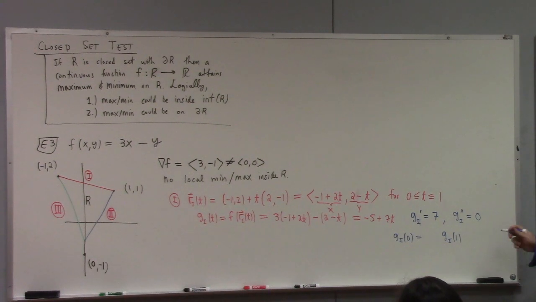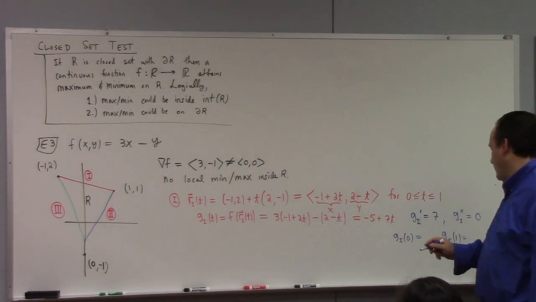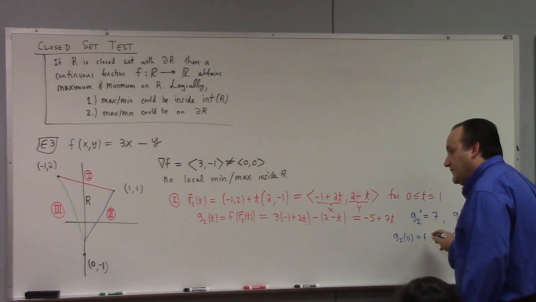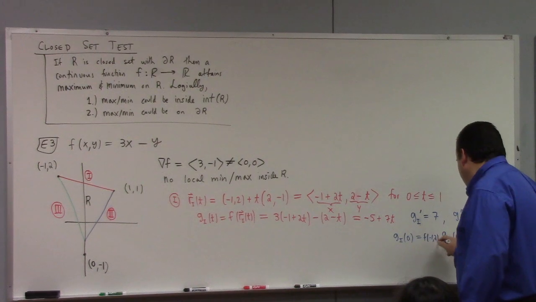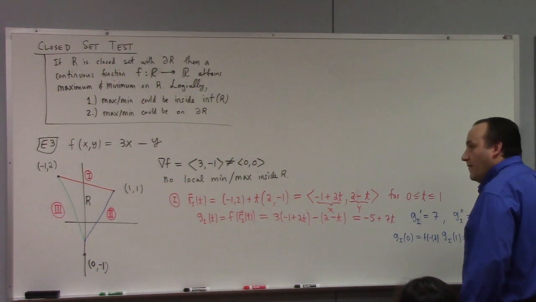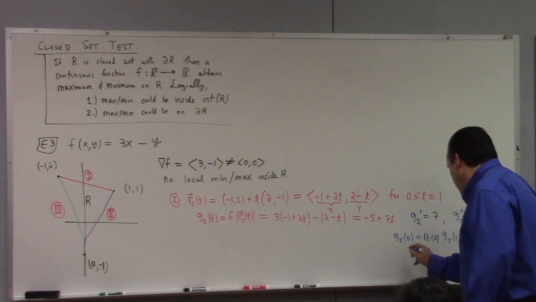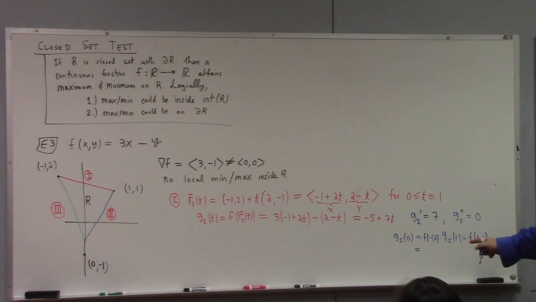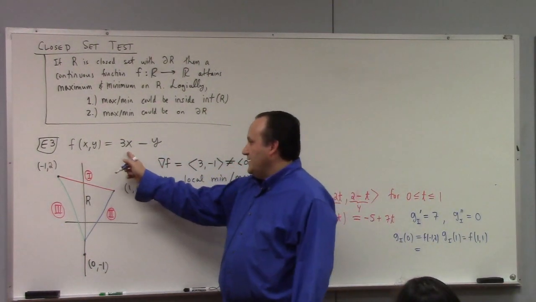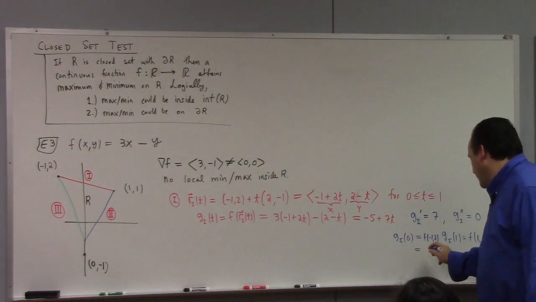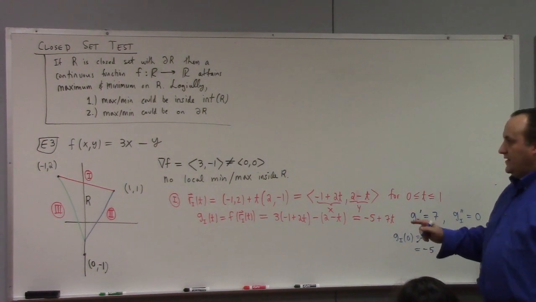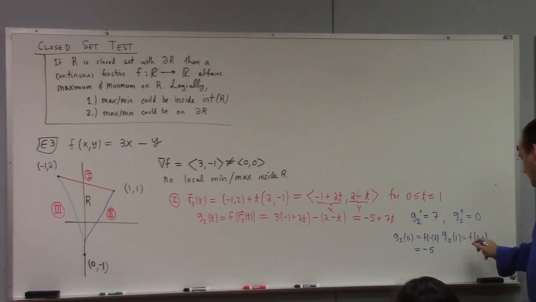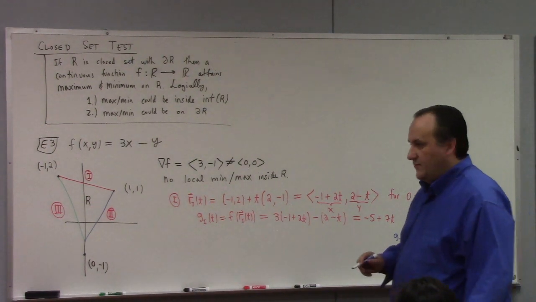So what is g1 of 0? That would be f of -1, 2. And this one would be f of 1, 1. What are those equal to? I just have to plug back in. 3 times -1, minus 2, so that's -5, right? And f of 1, 1 would be 3 minus 1, which would be 2. Do you guys follow the thought process so far?